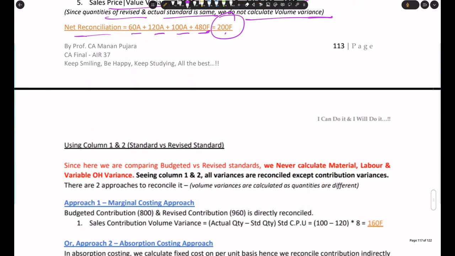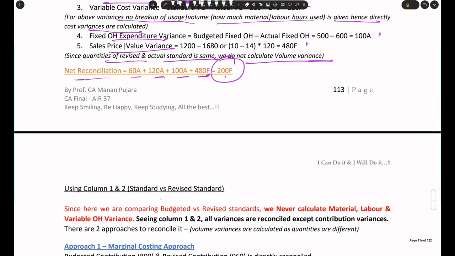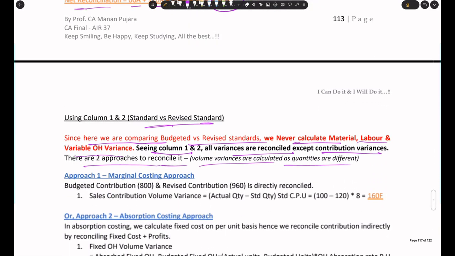Then what is next? Using columns 1 and 2, standard versus revised. Since we are comparing budgeted versus revised, we never calculate material, labor and variable overhead variances. In columns 1 and 2, all variances are reconciled except the contribution variances. There are two approaches to reconcile. Volume variances are calculated as quantities are different. Approach 1 is the marginal costing approach. Approach 2 is the absorption costing approach.